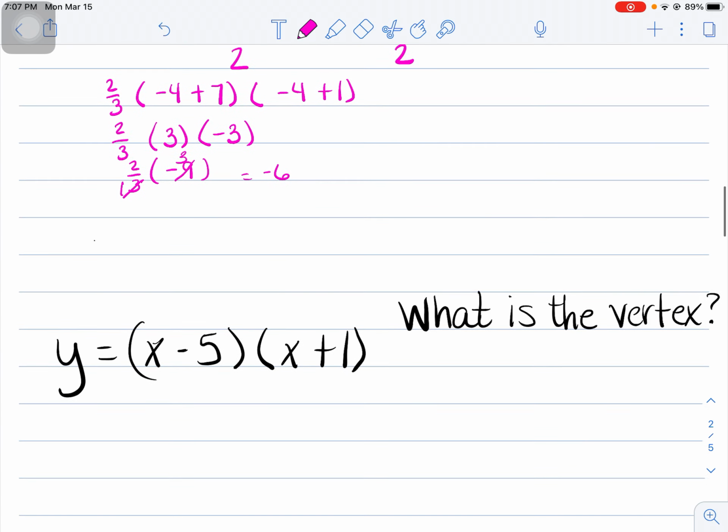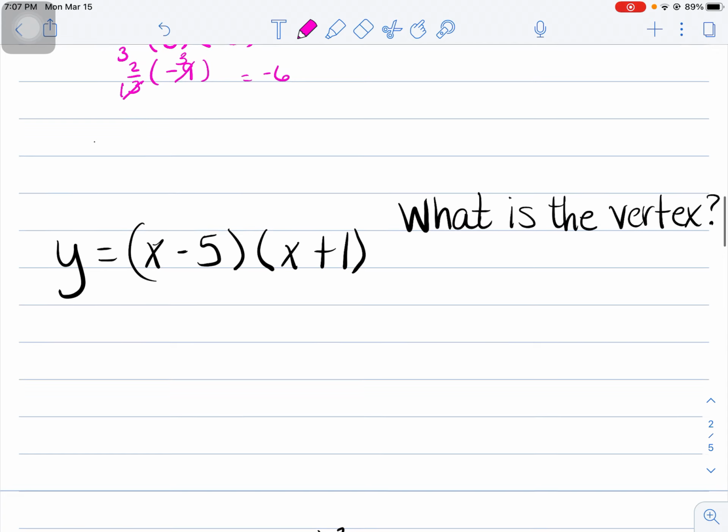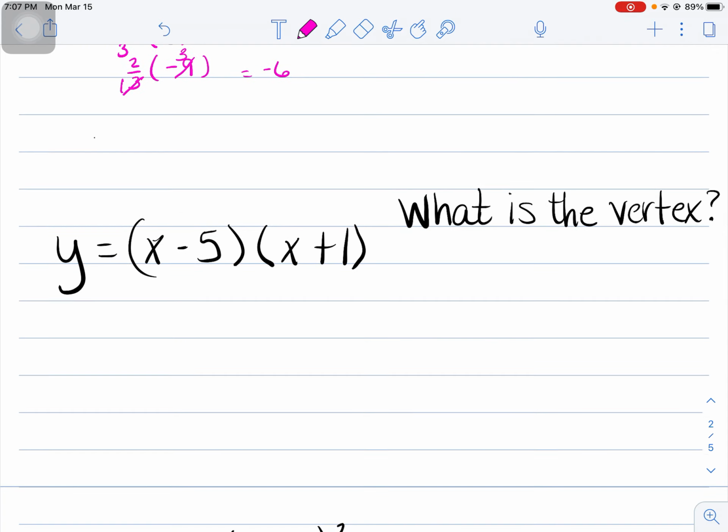All right. So you may have one that's like this in factored form, and it may just ask you, what is the vertex? This is not graphing. They just may want to know what the vertex is. So remember, this is still the same way. The vertex is halfway in between our two roots. Well, we've got to know our roots.